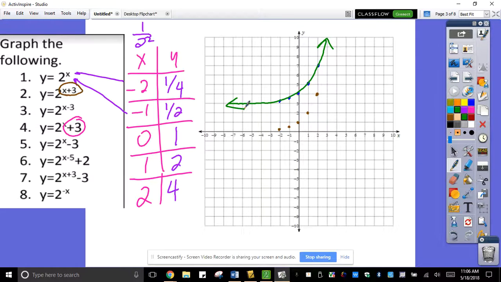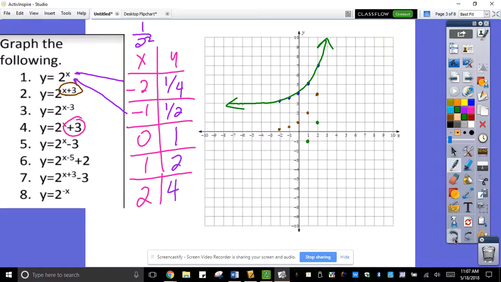Same thing with number 5. All these 5 points should go down. 1, 2, 3. 1, 2, 3. And make a smooth curve going up there. That's the answer for number 5.